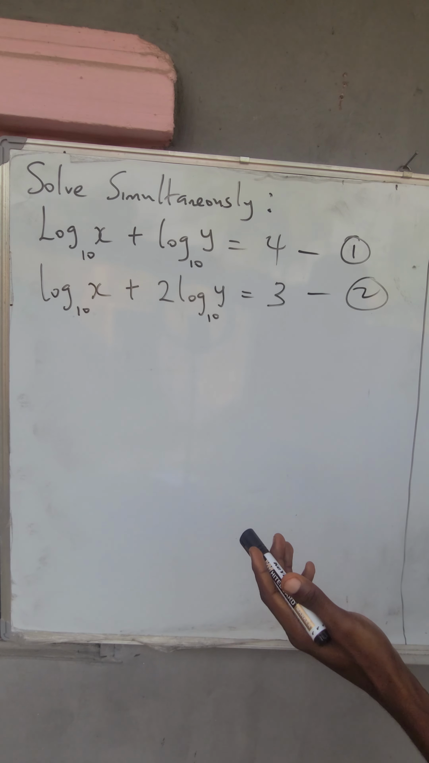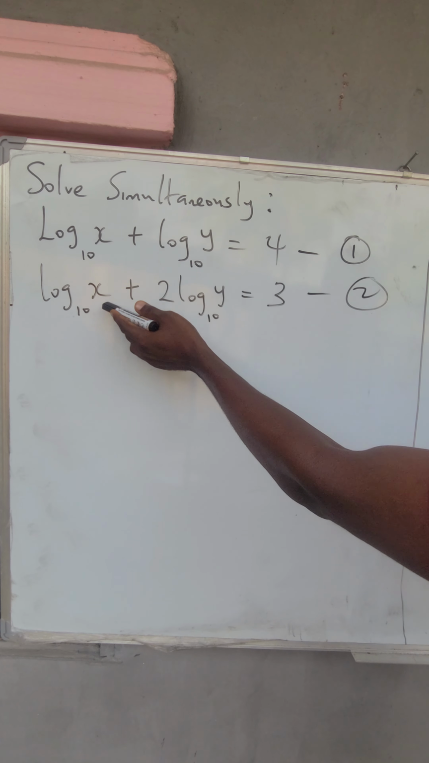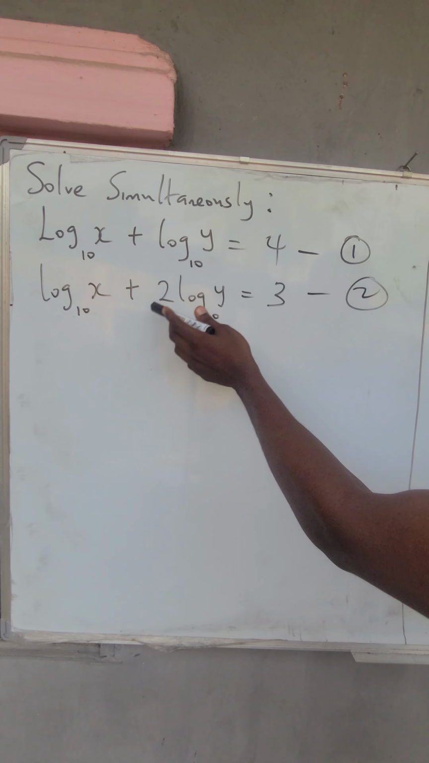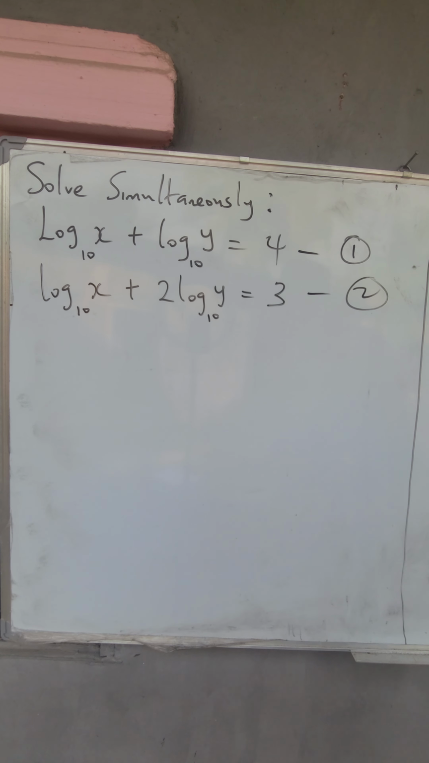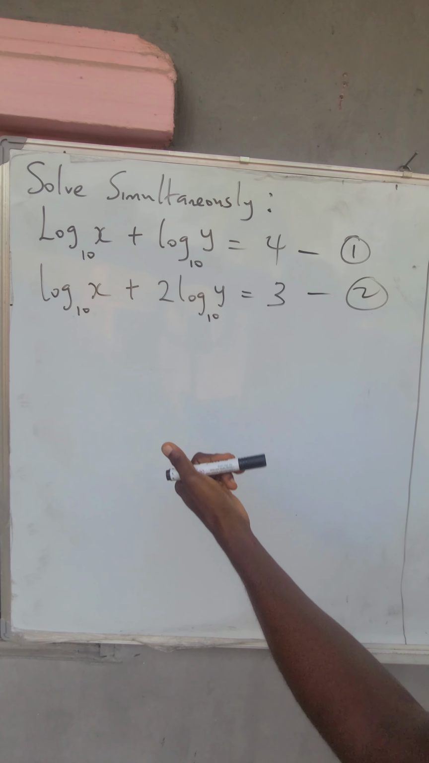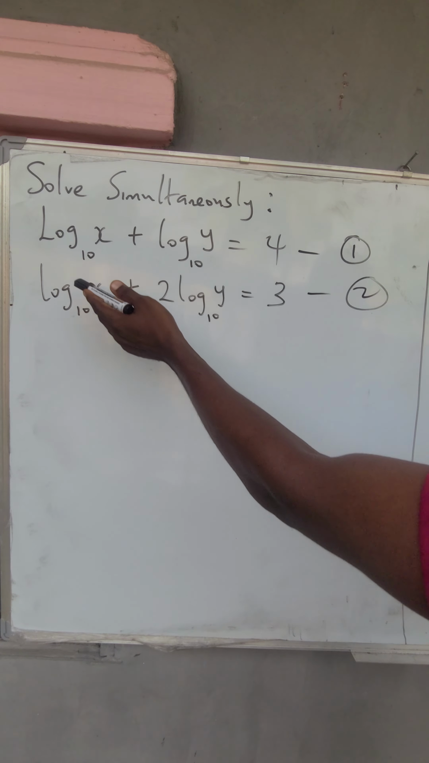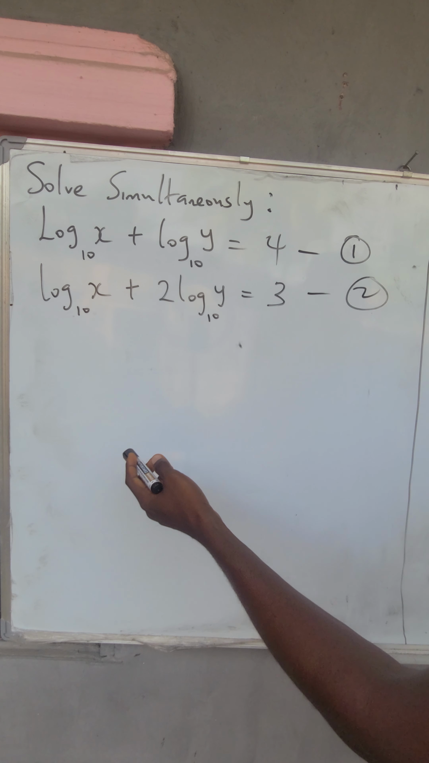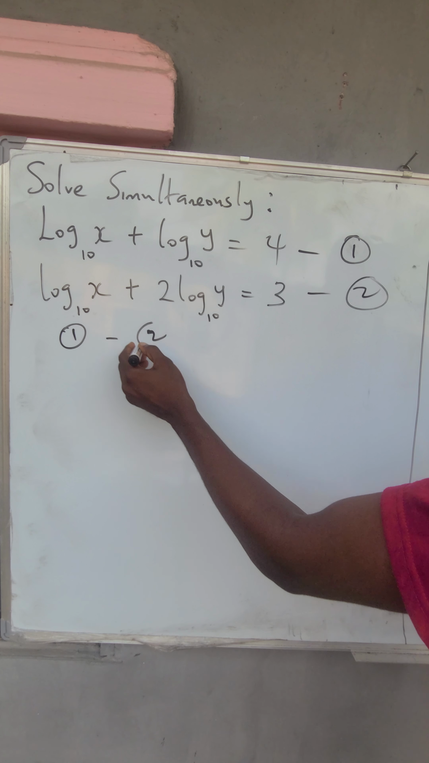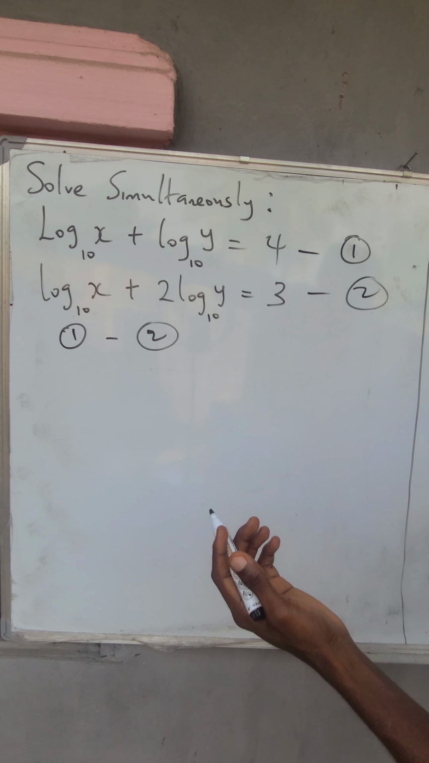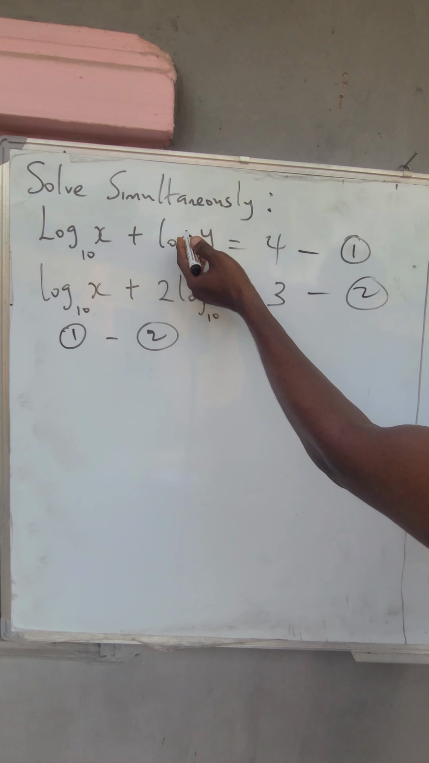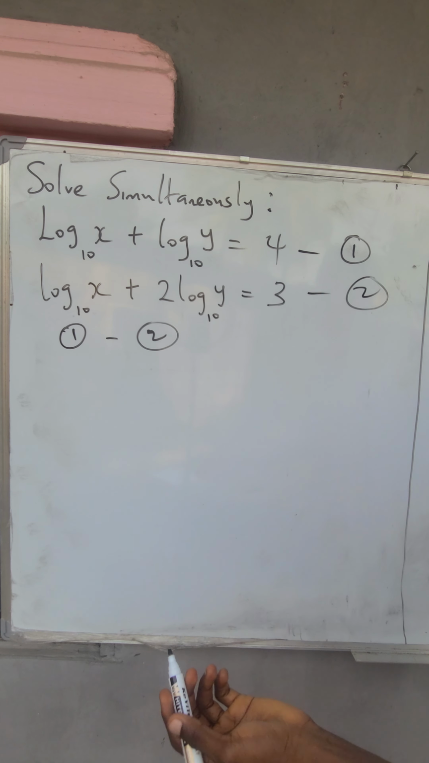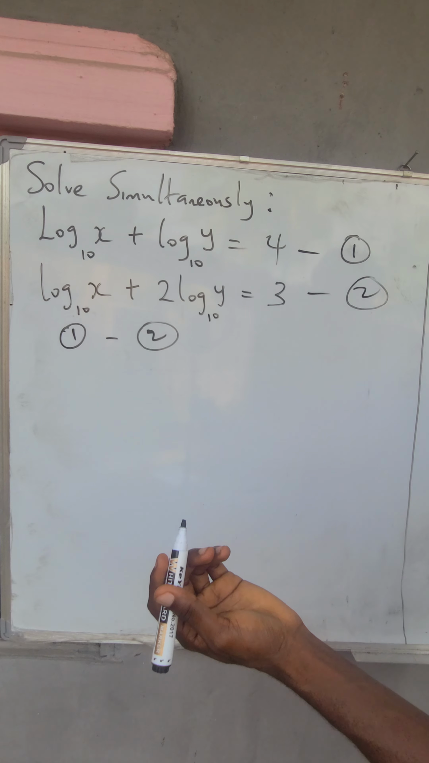Now, applying the elimination method, you look at which of these, either x or y, is easy to eliminate. If you look at this very well, you see that x is easy to eliminate, because the x in equation 1 and the one in equation 2 have the same coefficient. Therefore they are easy to eliminate. So I can say equation 1 minus equation 2, which means this minus this, this minus this, this minus this. If I do that, I will have eliminated x.